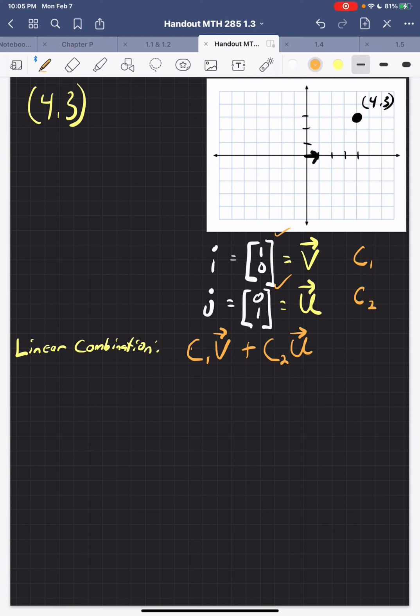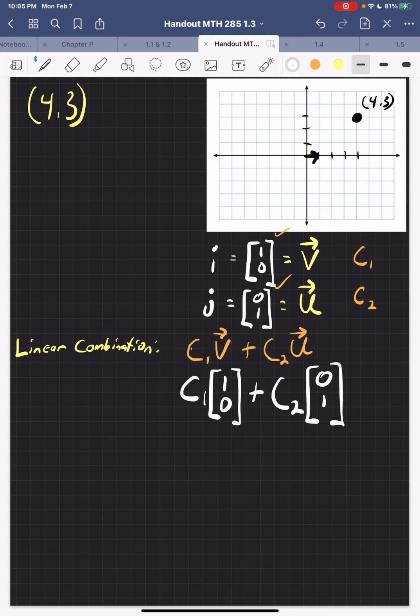So let's go ahead and do this for a second. I'll leave C sub 1 alone, and insert the vector (1, 0). And I'll leave C sub 2 alone for now, and insert (0, 1). Now, the question I had, the game that you're playing: can you pick two scalars such that when everything is done, you arrive at the vector (4, 3)?